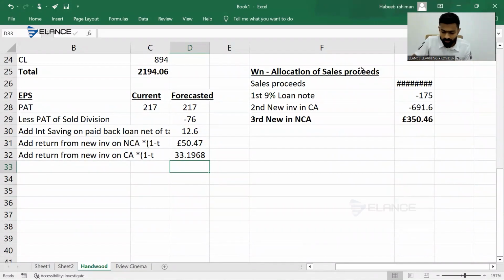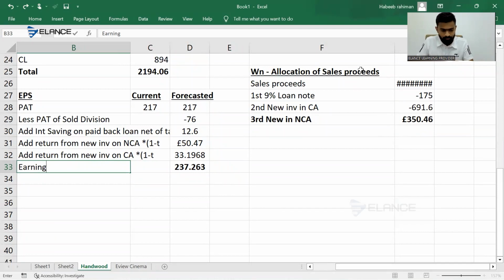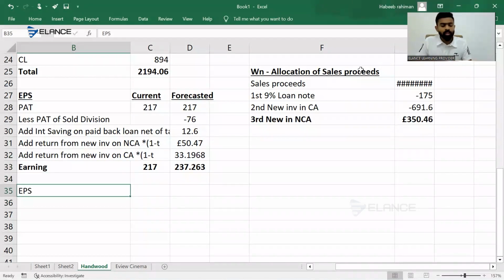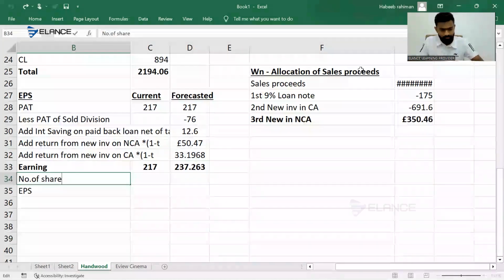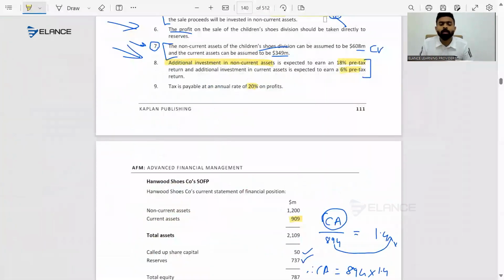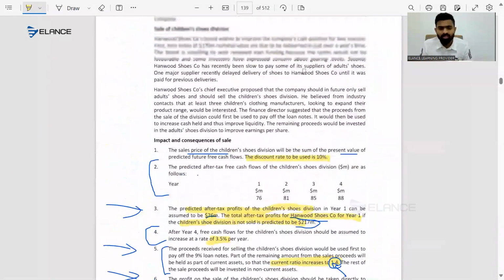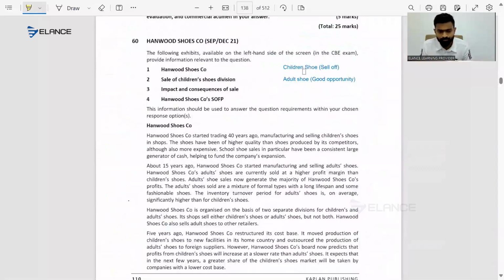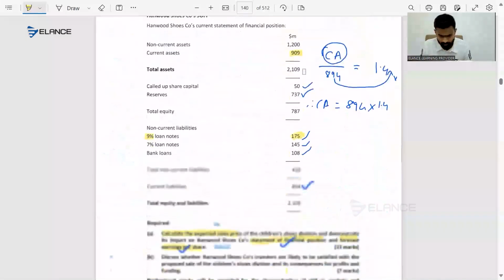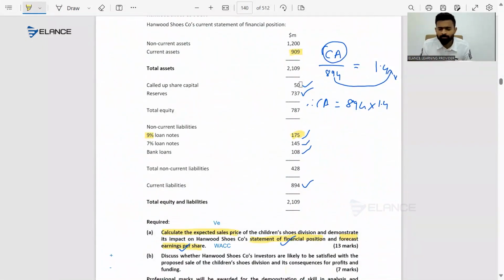Okay. So this is the earnings. Here it is 217 itself. In order to get EPS, now we require number of shares. See, what was the current number of shares from the balance sheet? It is said how much? 50. They didn't mention what is the share capital par value price.